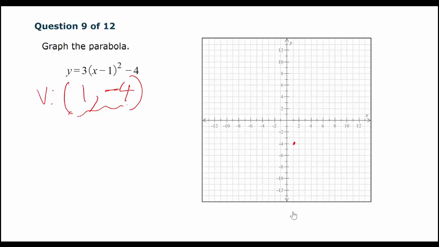The reason is the vertex cuts the parabola into half. So the vertex is the one that gives us the axis of symmetry in a parabola. So x equals 1 will be the axis of symmetry for this parabola. Now for the rest, we just take 2 x values and 2 y values. If we take x equals 0, then 3 times 0 minus 1 square minus 4. So -1 square is +1. 3 times 1 is 3, minus 4 is -1. So this point will be 0, -1.